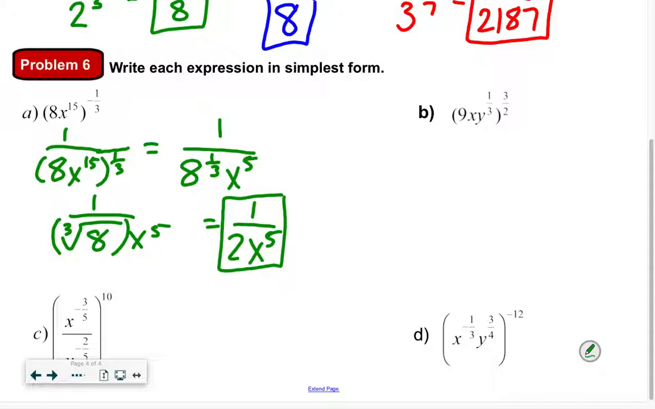Questions there? How did you get 5 first again? Because we multiply exponents when it's like a power to the power. So 15 times 1/3. 15 divided by 3 is 5. Does that make sense? Yep, okay.